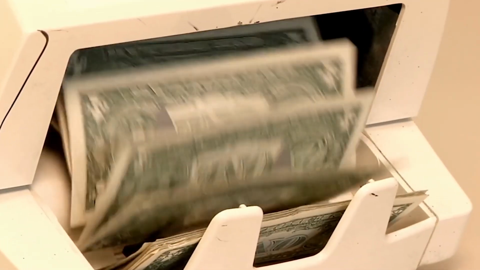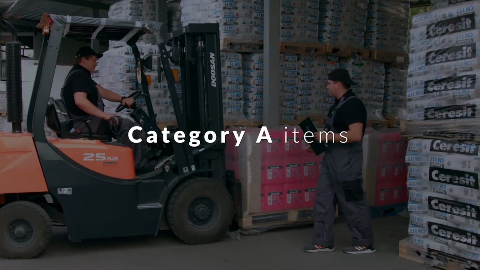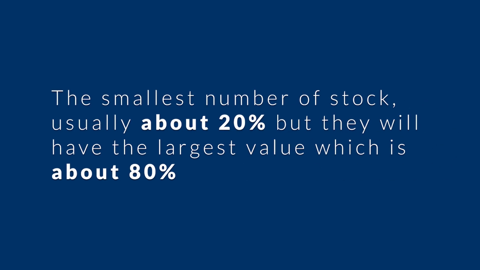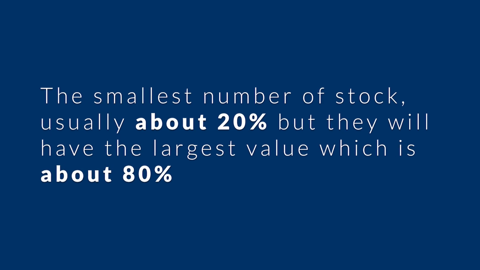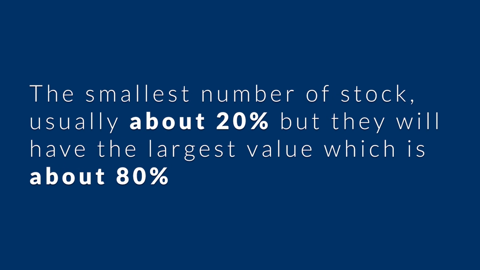In short, it's the revenue the stock contributes, and the percentage of those stocks that you have. Basically, it's the percentage against the revenue those stocks are going to produce, or the value of the stock. Here's a simpler way to understand it. Under category A items, you have the smallest number of stock, usually about 20%, that will have a value of 80%. So the smallest number of stock with the highest value becomes category A.